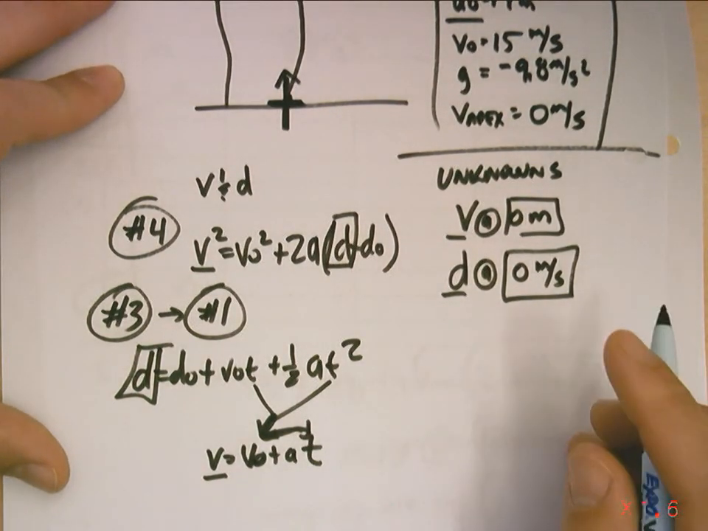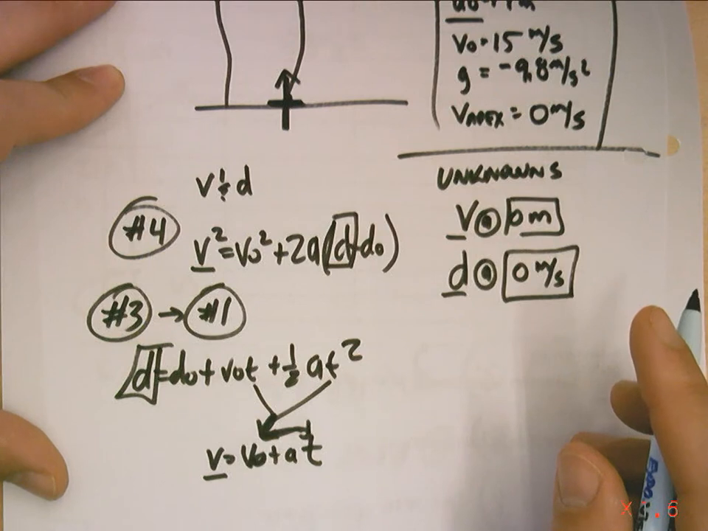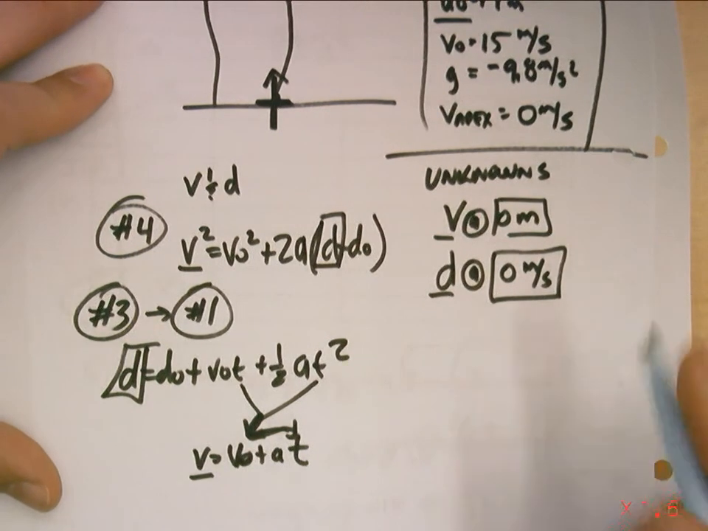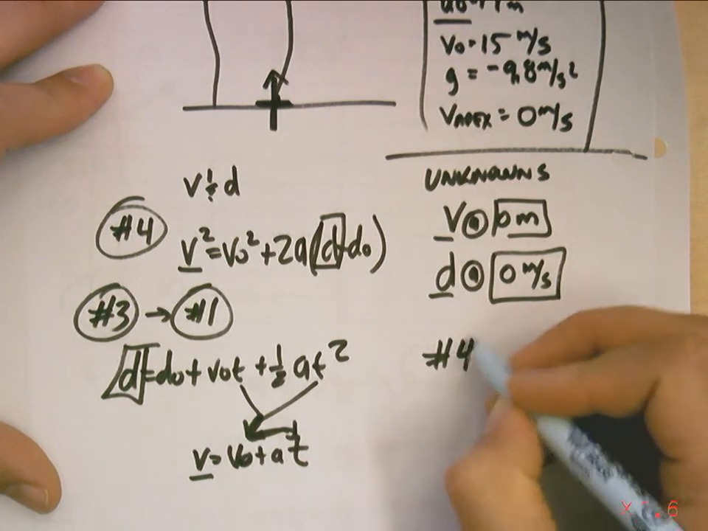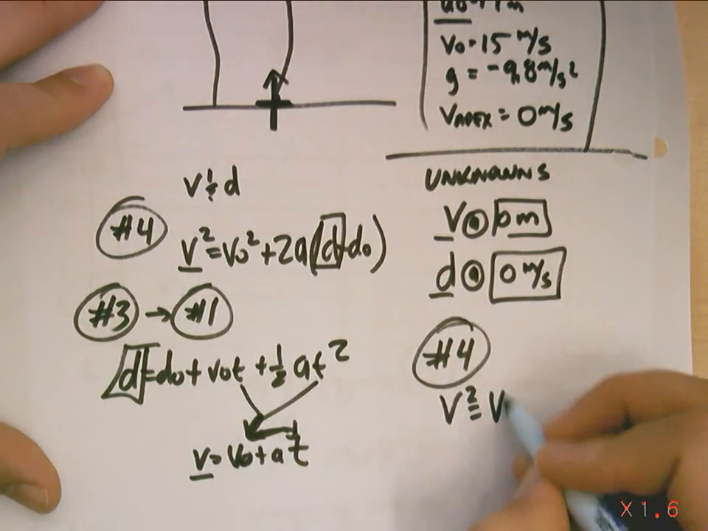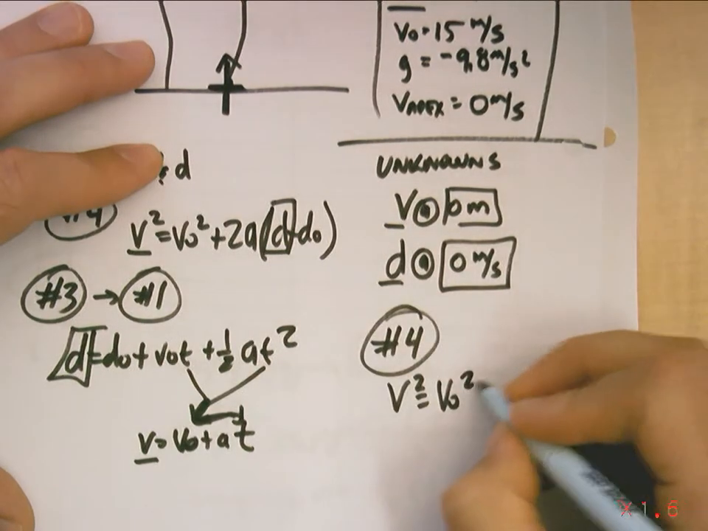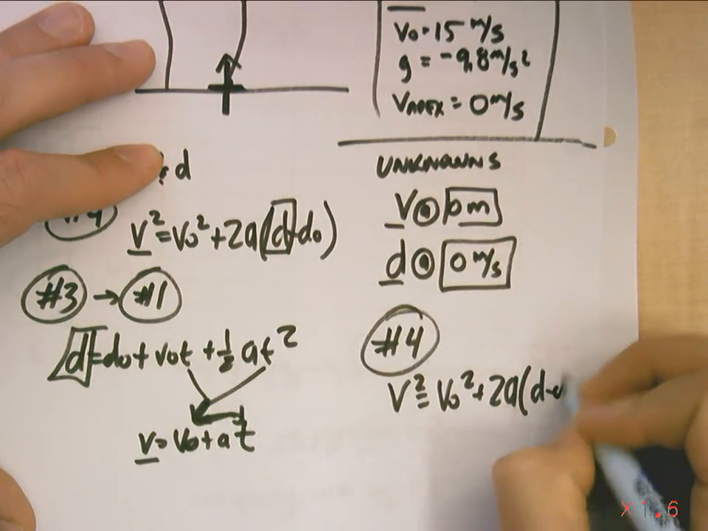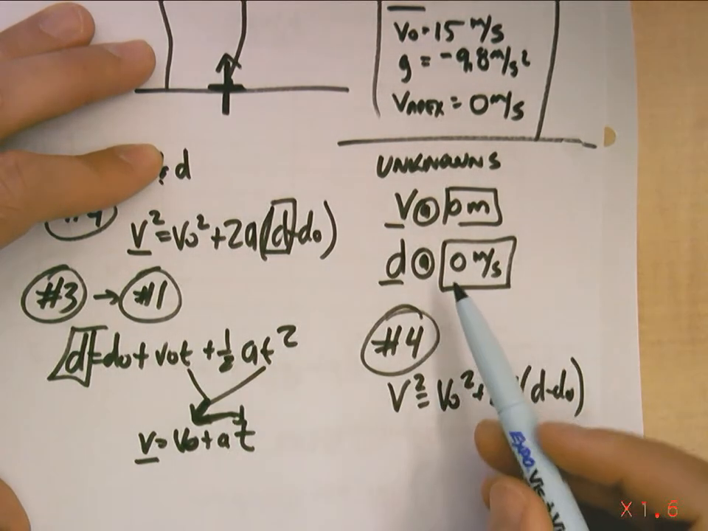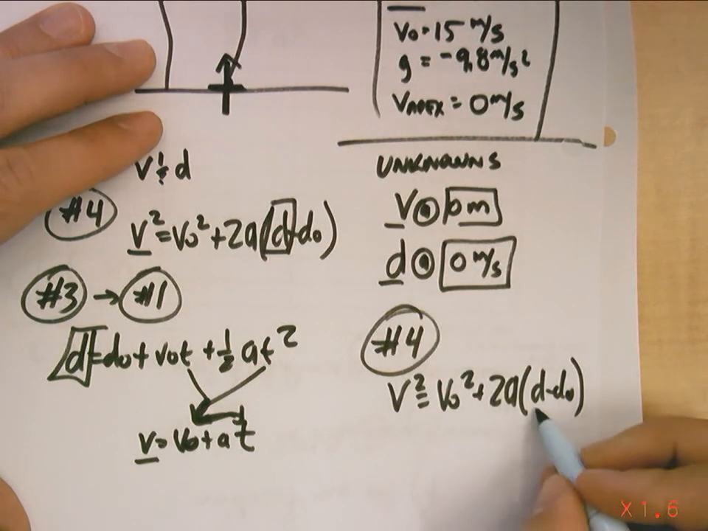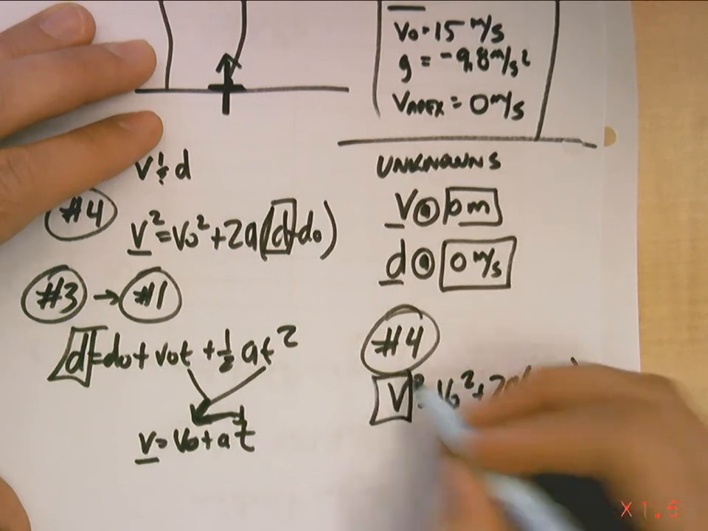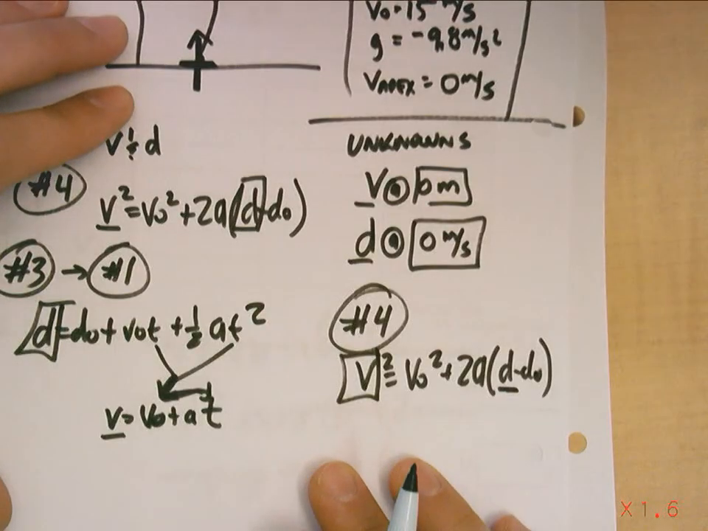For the other one, where I solve for the distance when the velocity is 0, I can do that as a 1-step with number 4 as well. So now I rewrite number 4, v squared equals v naught squared plus 2a times d minus d naught. This time around, I want to solve for the distance. So I underline the distance and I control it with the velocity. So that's the 1-step.